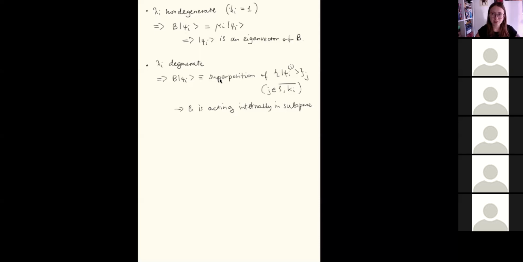If there are degenerate eigenvalues, of course the form of the matrix becomes a bit more involved. If we have a basis in which A is diagonal, so A has zeros here and something on the diagonal, B can be written in that basis in a block diagonal form. In the subspaces which correspond to degenerate lambda i's, we can still write B as a superposition of the vectors belonging strictly to that subspace. So we have these blocks on the diagonal.